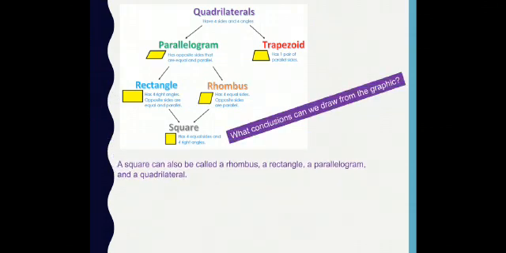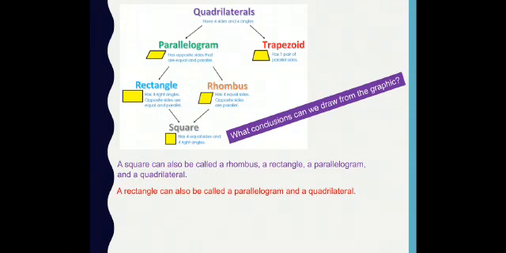So the conclusions that we can draw from the graphic is, let us see one by one. A square can also be called a rhombus, rectangle, a parallelogram and a quadrilateral. A square is said to be a rhombus because it has four equal sides, the main property of a rhombus, and opposite sides are parallel. A square is called a rectangle because it has opposite sides equal and each angle is of 90 degrees. A square is a parallelogram because both pairs of opposite sides are equal and parallel, and it is a quadrilateral because it is a four-sided figure.